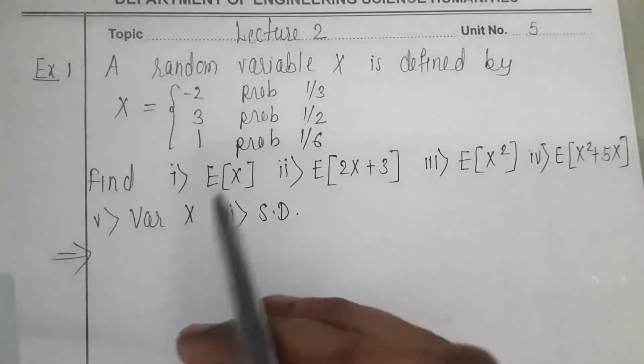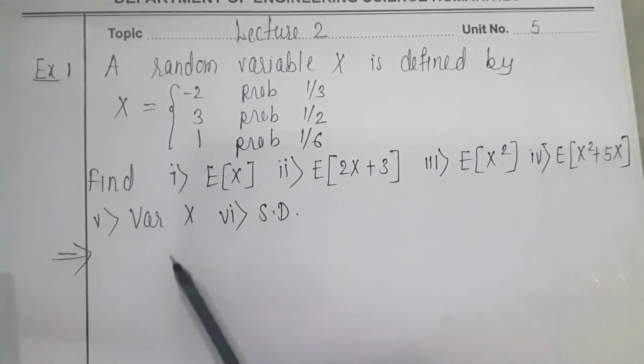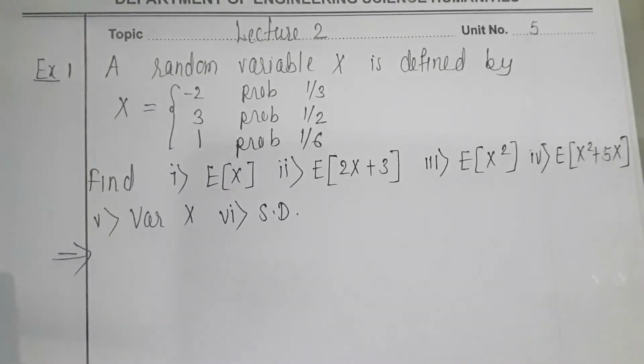Welcome to lecture number 2 of unit number 5. Today we are going to see some examples on expectation and variance.